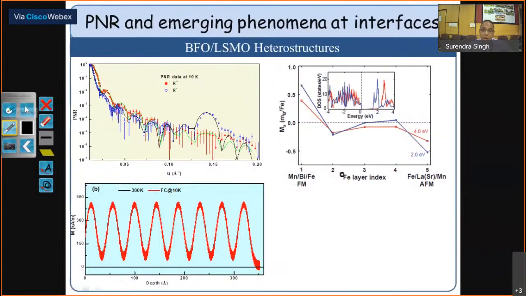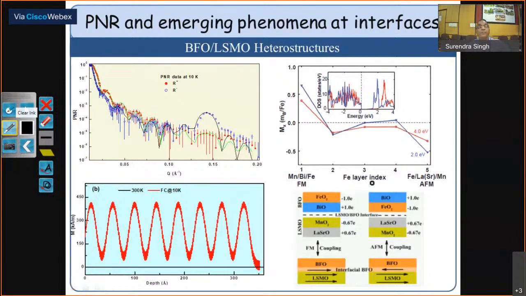Because LSMO BFO is a polar system, if you look at the thin films, we get layers and a surface termination at the interface. The whole thing makes two kinds of layers, like FeO2 and BiO, and MnO2 and LaO, and they have different electronic configurations. If you see the charge balance, it becomes zero. So at the interfaces, two kinds of termination happen.